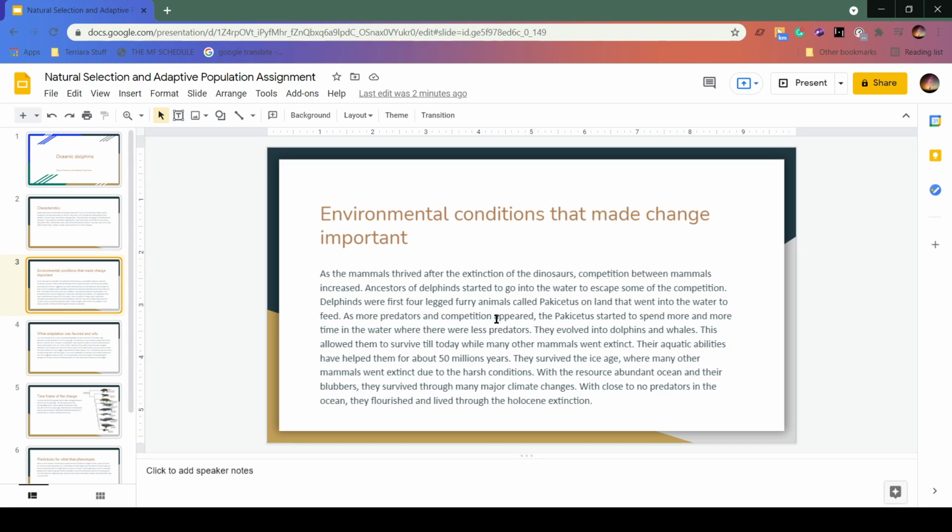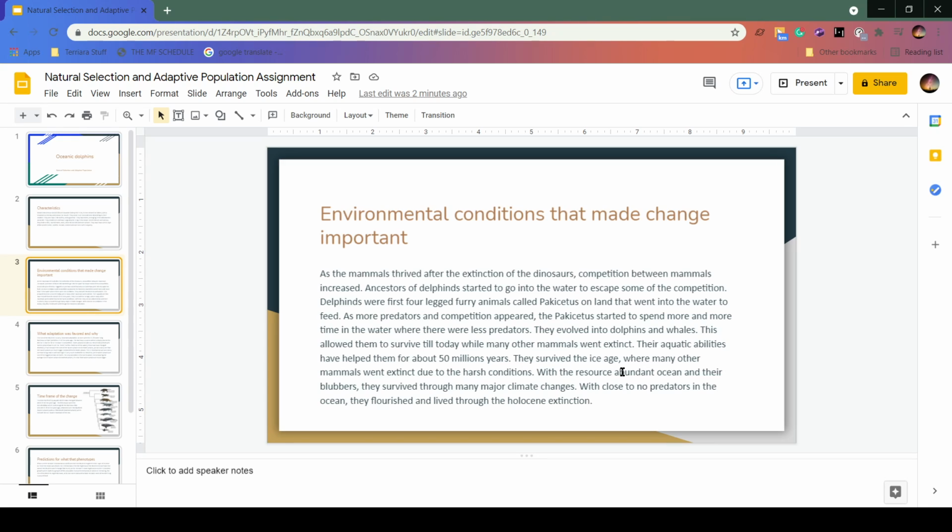When the predators and competition appeared, the Pakicetus started to spend more and more time in the water, where there were fewer predators. They evolved into dolphins and whales. This allowed them to survive till today while many other mammals went extinct. Their aquatic abilities have helped them for about 50 million years.